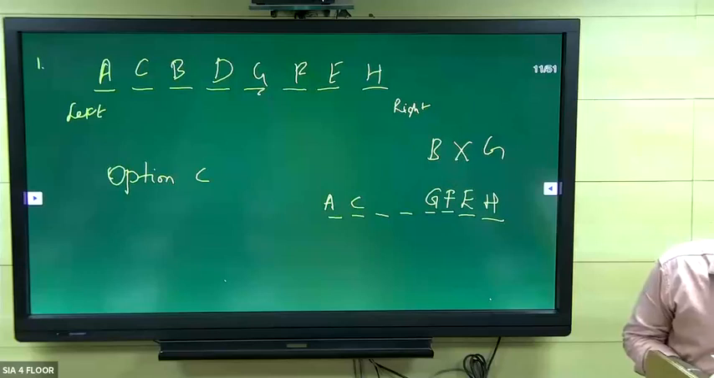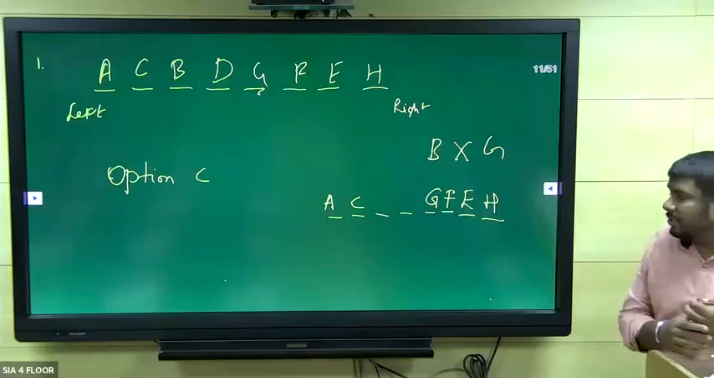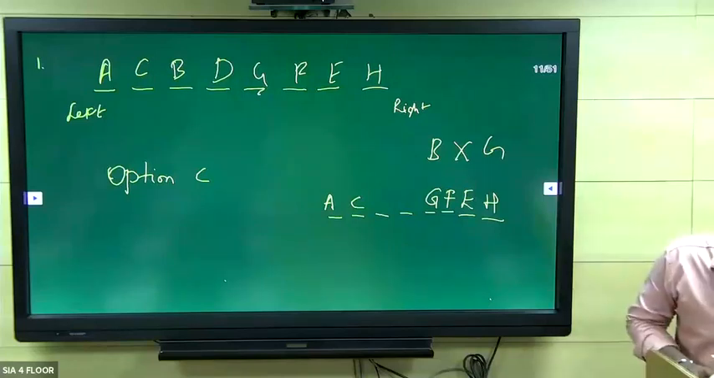Okay, clear? Yes. Can you explain the last condition? Yes, Aishwarya, can you explain? Last condition means A is sixth to the left of E.